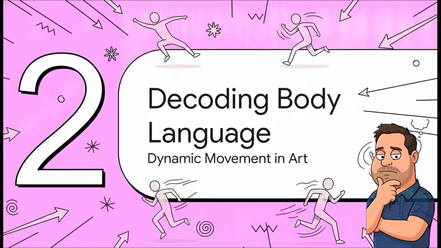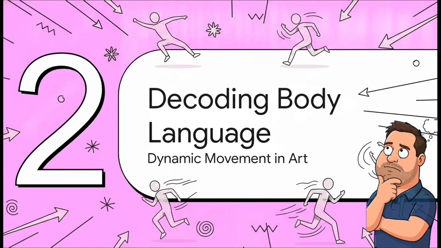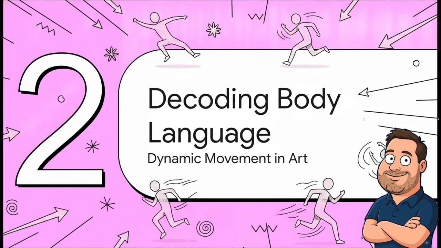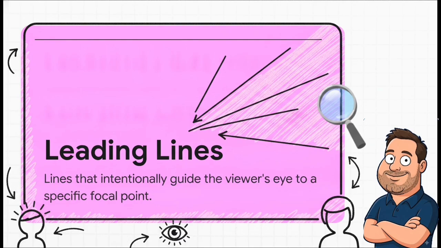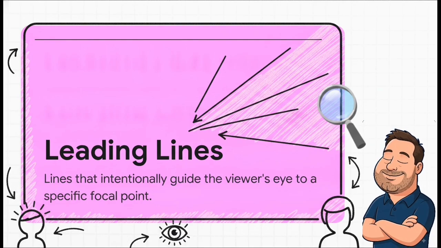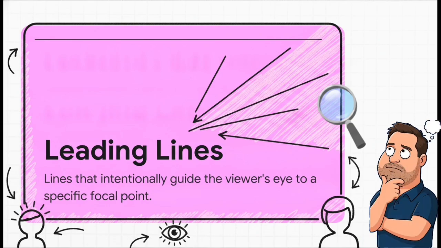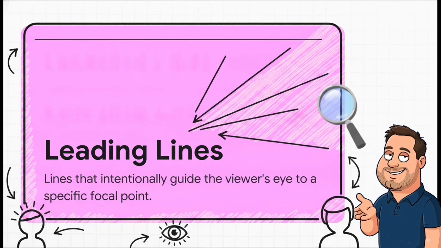Part 2. Decoding the body language. Let's look at dynamic movement in art. Which brings us to leading lines. These are visible or invisible lines within a composition intentionally designed to guide your eye across the image to a specific focal point. Understanding this concept sets us up perfectly for a psychological analysis of our protagonist's posture.